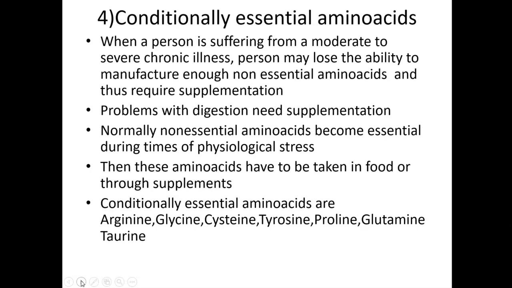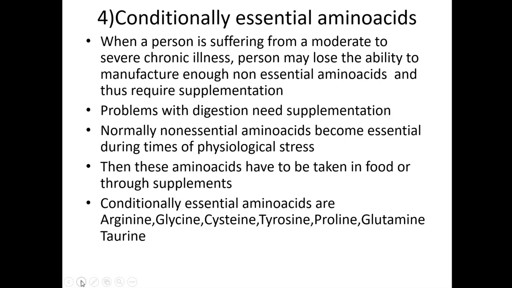Then one more category in this type of classification based on nutrition is known as conditionally essential amino acid. When a person is suffering from a moderate to severe chronic illness, the person may lose the ability to manufacture enough non-essential amino acids and thus require supplementation. Problems with digestion also need supplementation. Normally, non-essential amino acids become essential at the time of physiological stress. Then these amino acids have to be taken in food or through supplements.